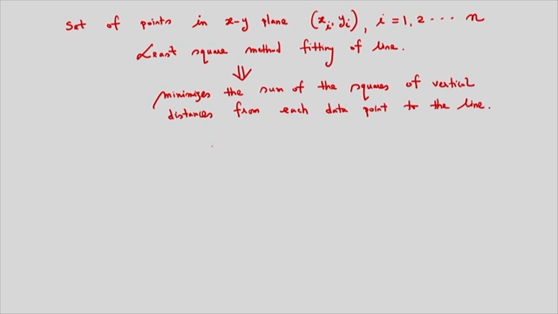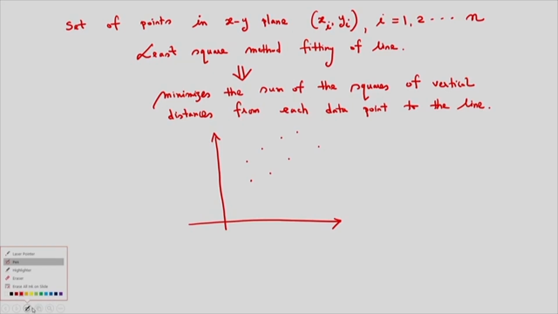So I can show pictorially. Suppose this is the 2D plane and I have the points. These are the points in the XY plane. Based on the least square method, I have to determine a line. So this line I am determining between the sample points, between the data points. Now I have to minimize the sum of the square of vertical distances from each data point to the line.